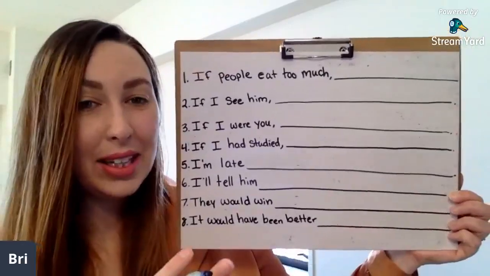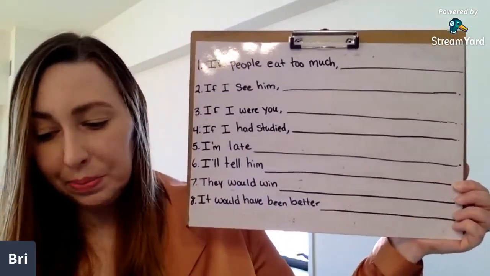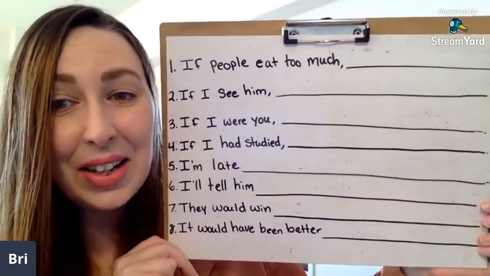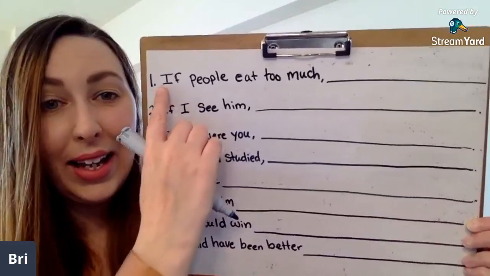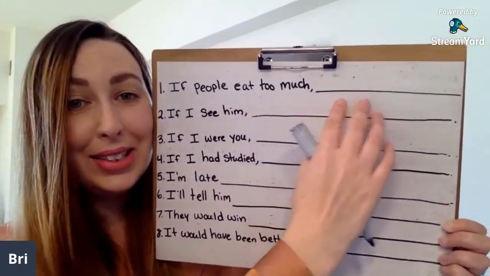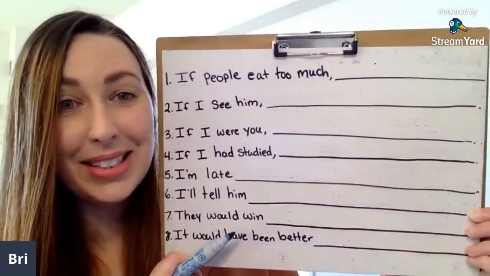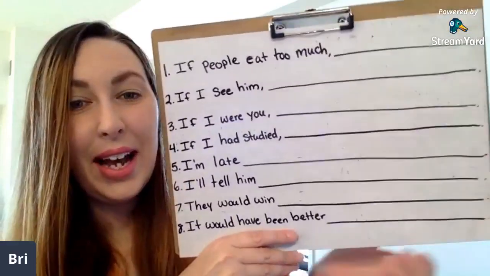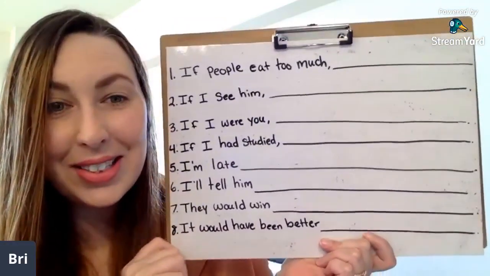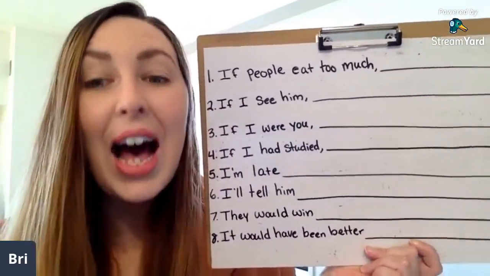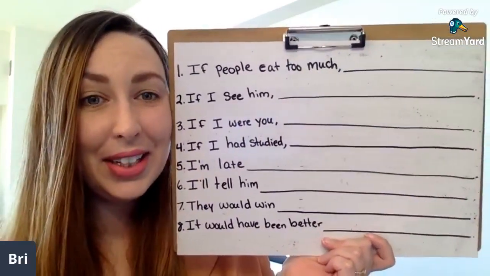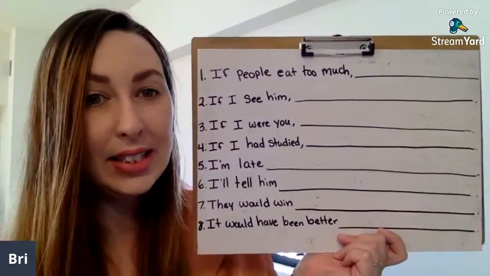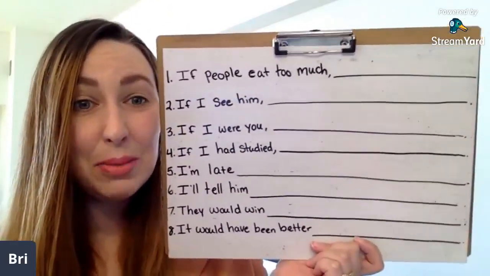Okay, so I don't list which conditional I'm using, but I want you to answer these the best you can, okay? So let's try number one. If people eat too much, what happens? Can anyone answer, or does anyone have an interesting answer, or who is the fastest to get the answer? Oh, Ali said they will get obese. Very good. If people eat too much, we could say they get obese. They get obese if we're using the zero conditional. Very good.